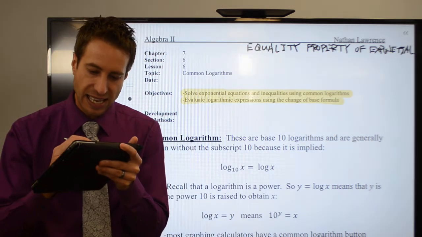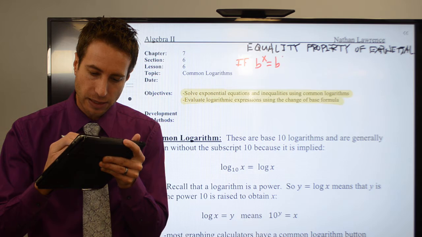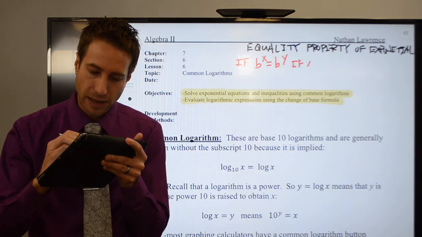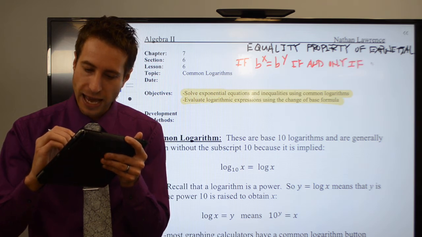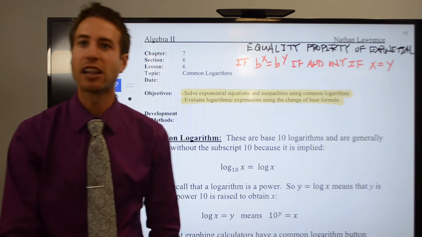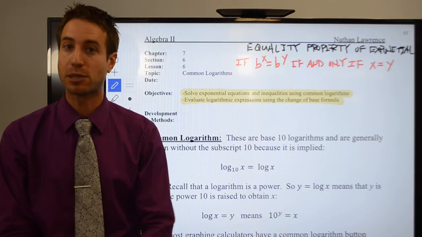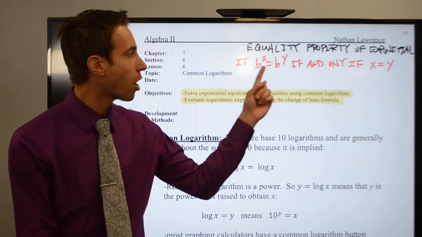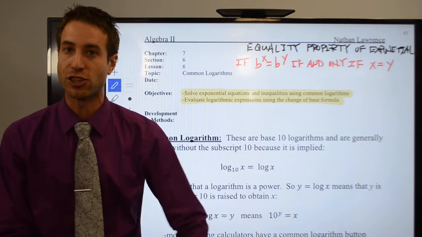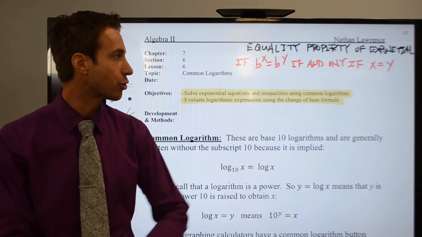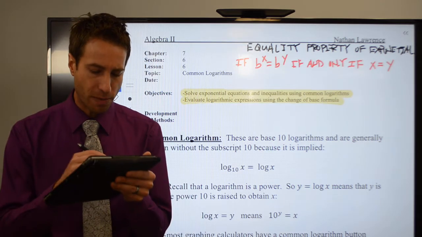Here's what it says. It says if b to the x is equal to b to the y, that's true if and only if x is equal to y. All right? So we got a lot of practice with this a couple of sections ago here in Chapter 7, back when we were solving exponential equations. And what we said is as long as the bases are the same, then you can set the exponents equal to each other. And we use this to help us solve exponential equations where the variable was in the exponent position. Let me just quickly refresh your memory on how these worked.